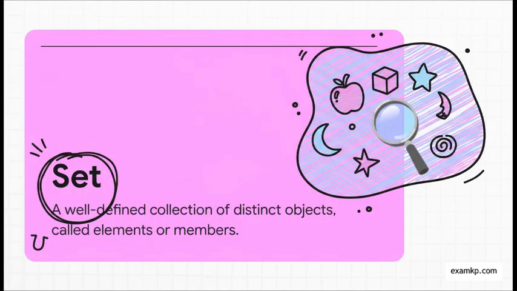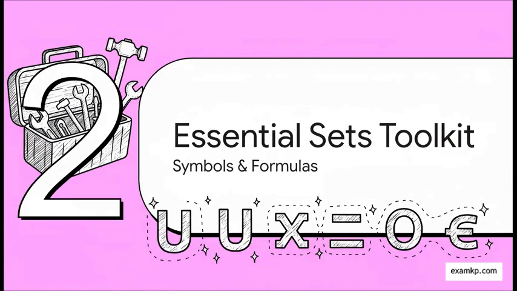First things first, what even is a set? It's really simple. It's just a well-defined collection of distinct objects. Think of it like a group of things that all share something in common. And the individual things inside that set, we just call them elements or members. That's it. Okay, so to solve any problem, you've got to have the right tools. We are about to build your essential toolkit for sets, and we are starting with the language, the symbols that you absolutely have to know.